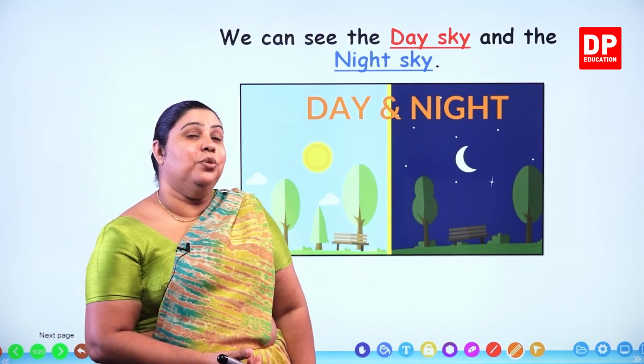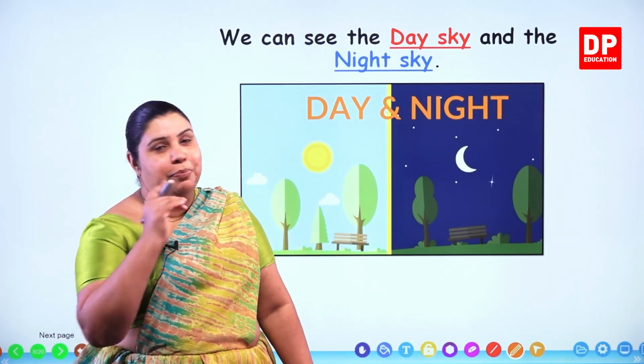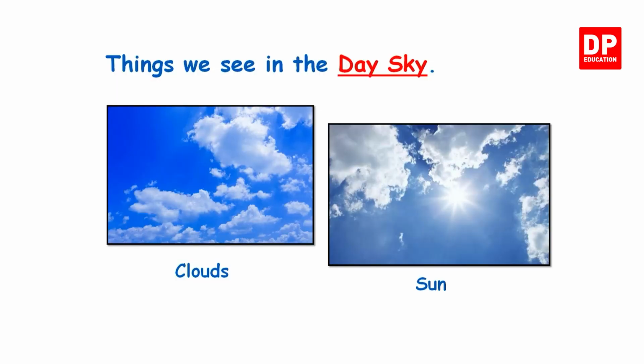So let's take a look at the day sky and the night sky separately in detail. Come, let's move on and we'll see what we have. Things we see in the day sky.